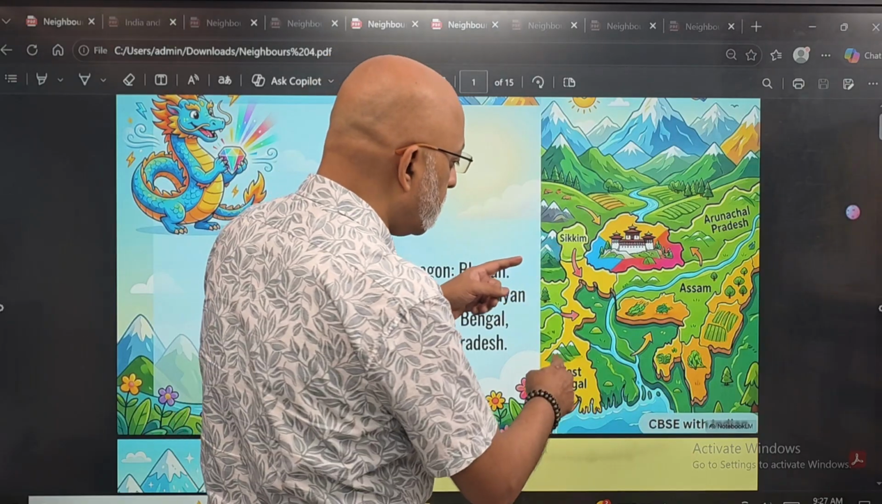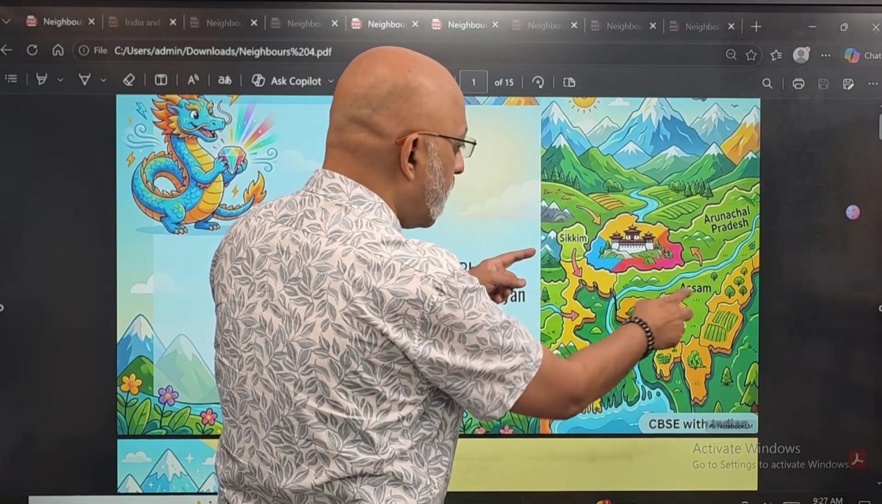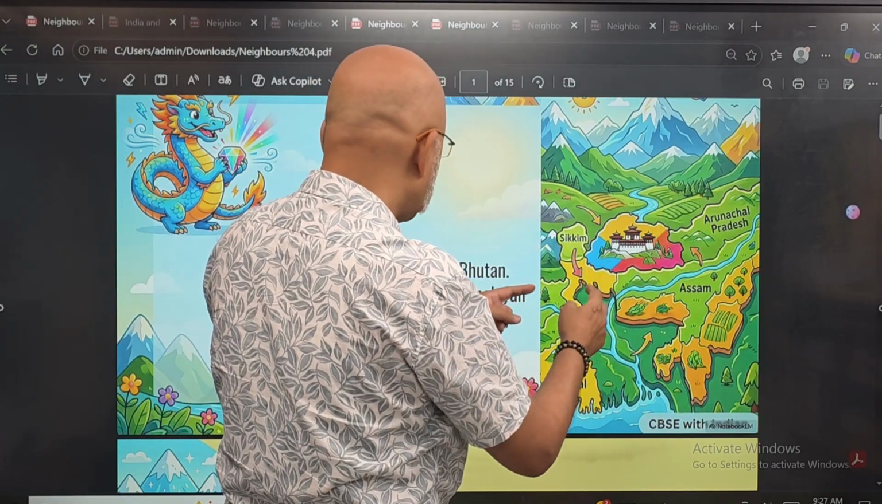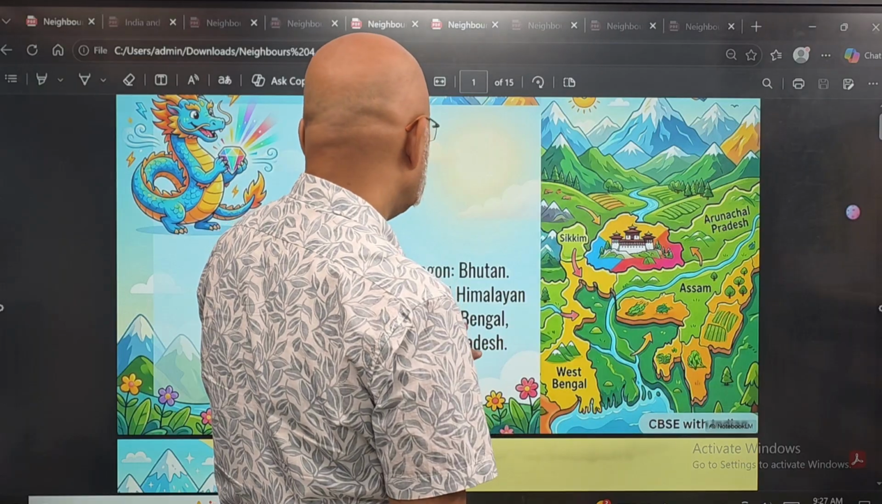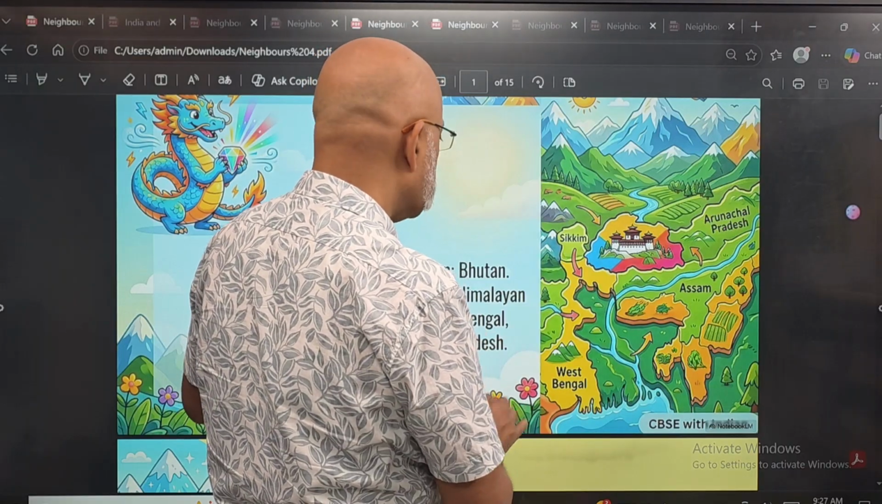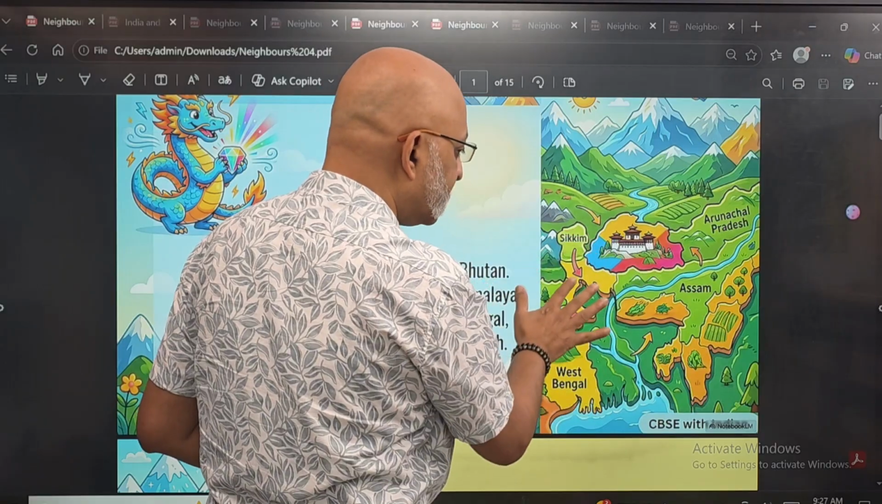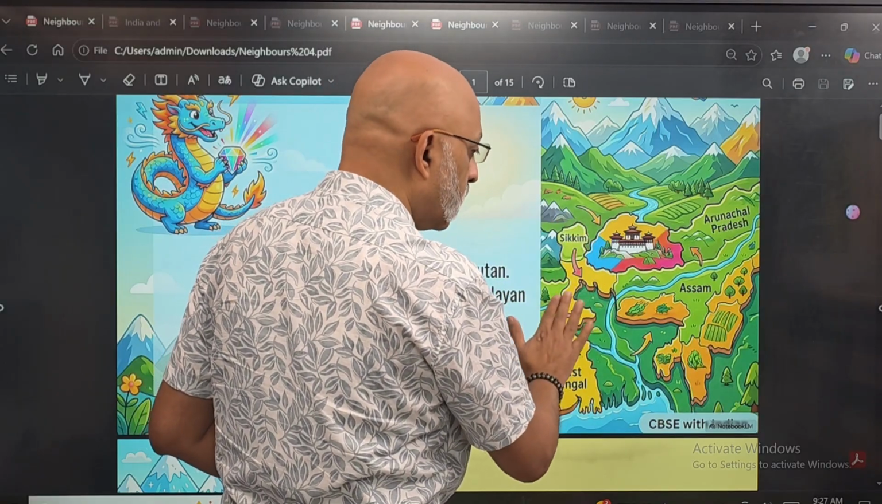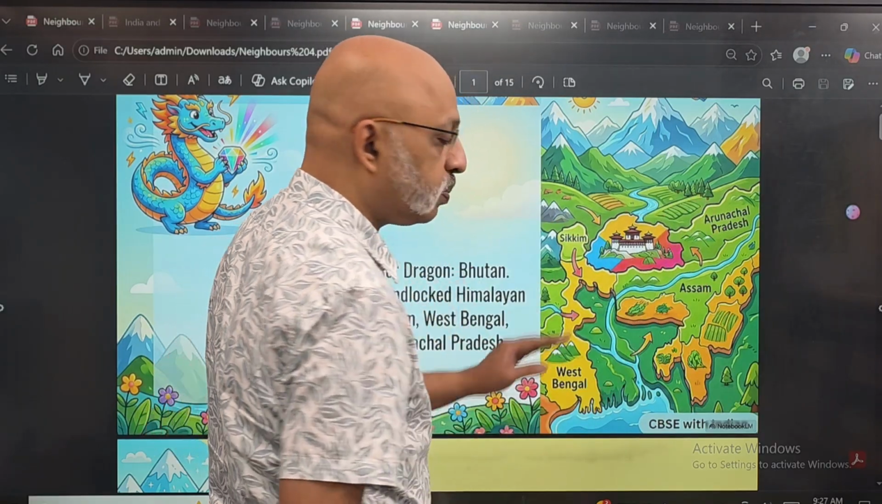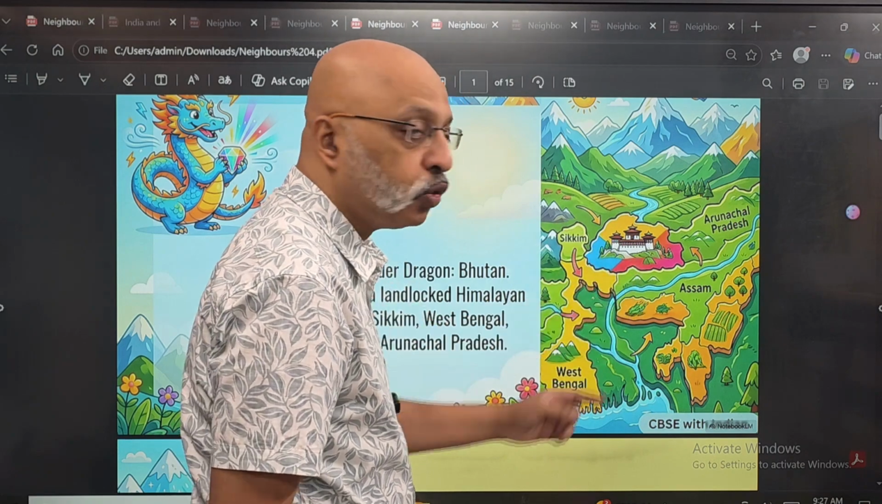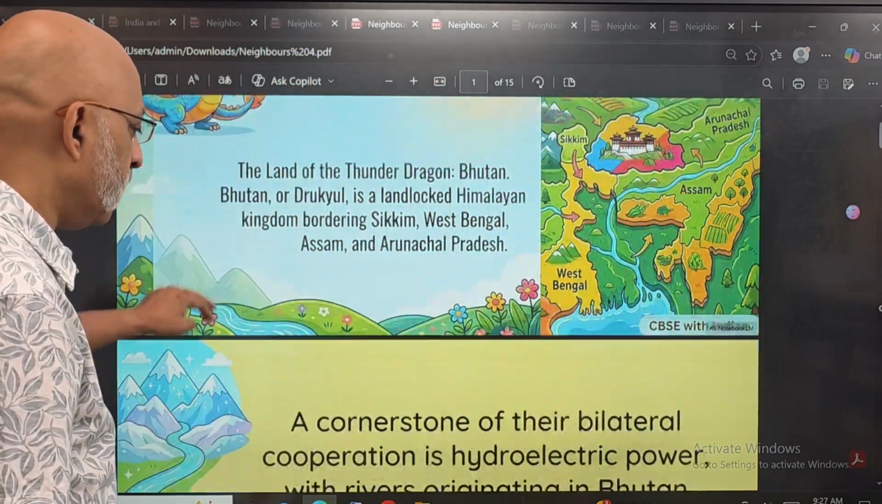So if Sikkim is here, this is West Bengal, right? Assam, Arunachal Pradesh, and Sikkim, and this is Bhutan, right? This is Bhutan. So Sikkim on one side, West Bengal on another side, Assam and Arunachal Pradesh. So Bhutan has a border with 4 Indian states.